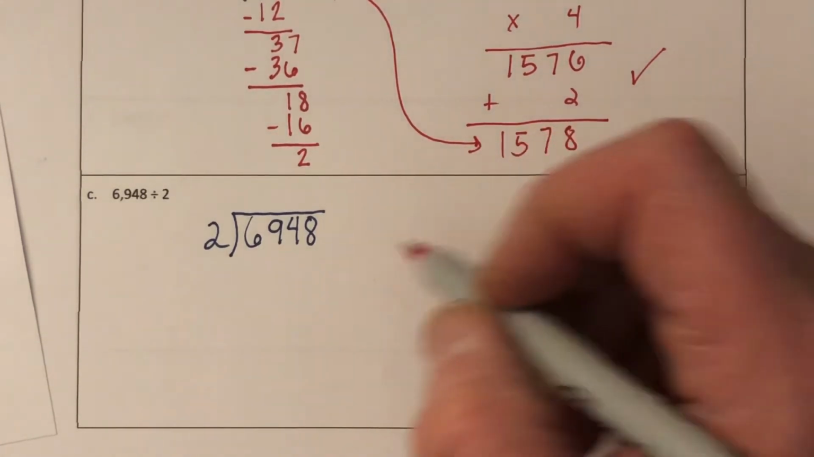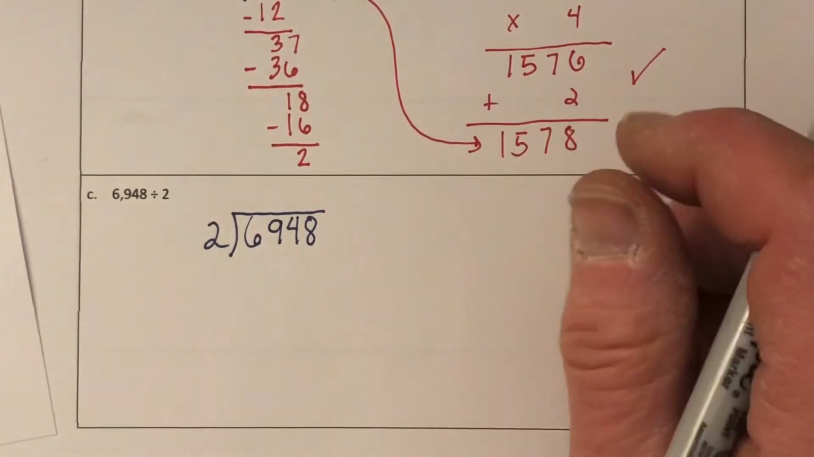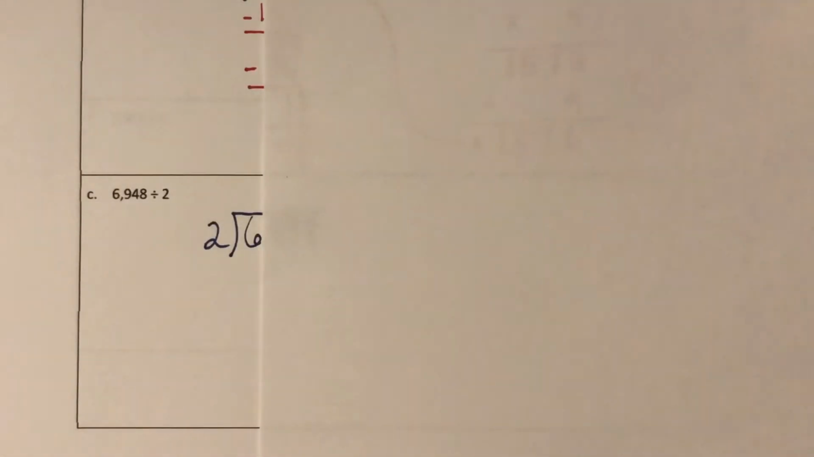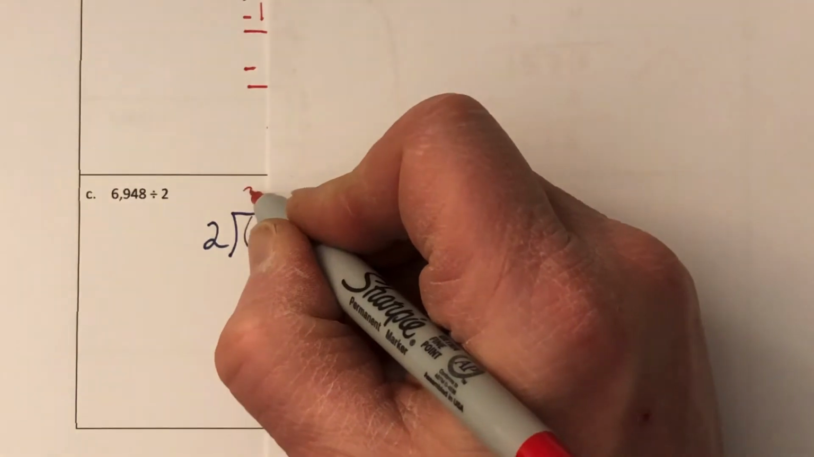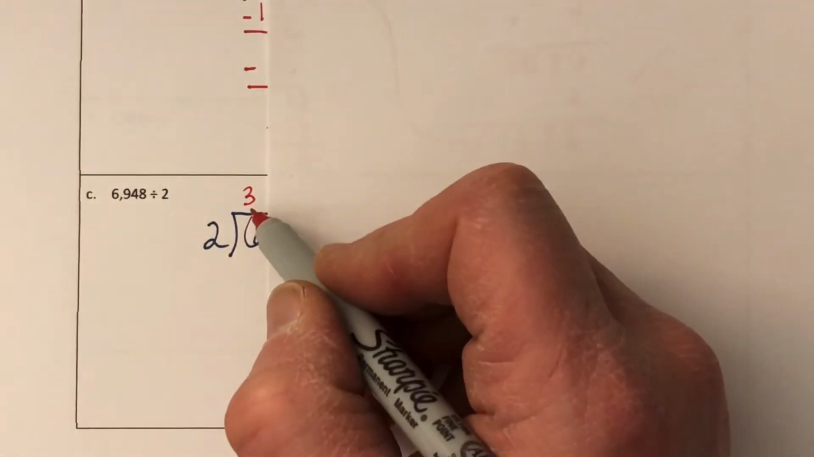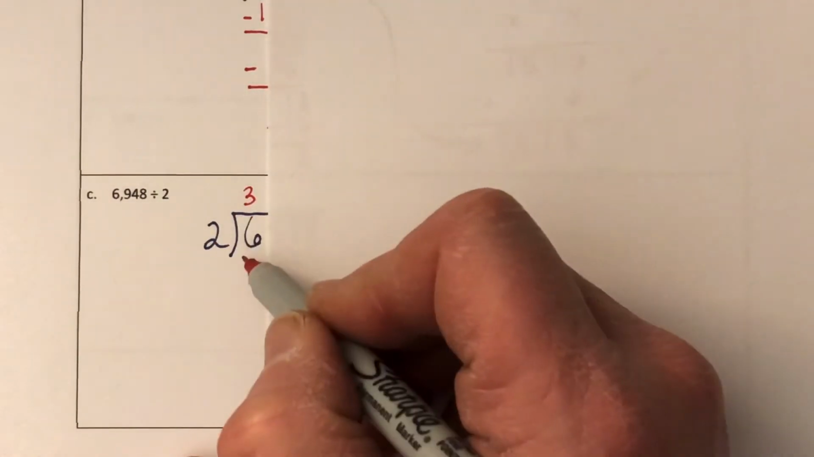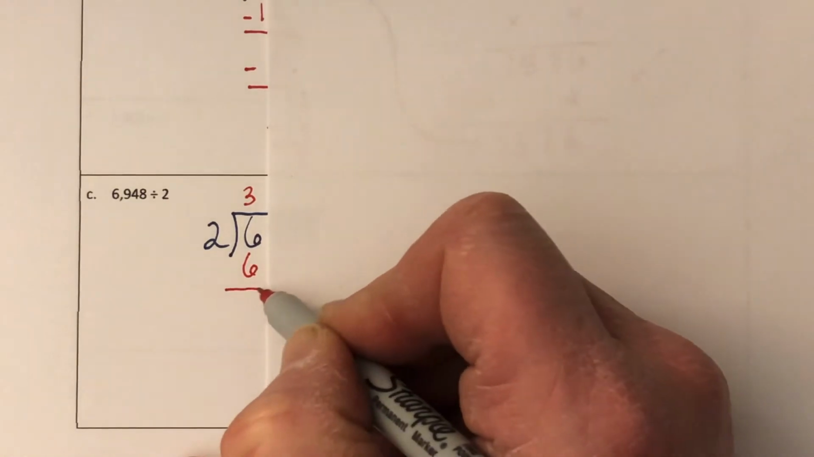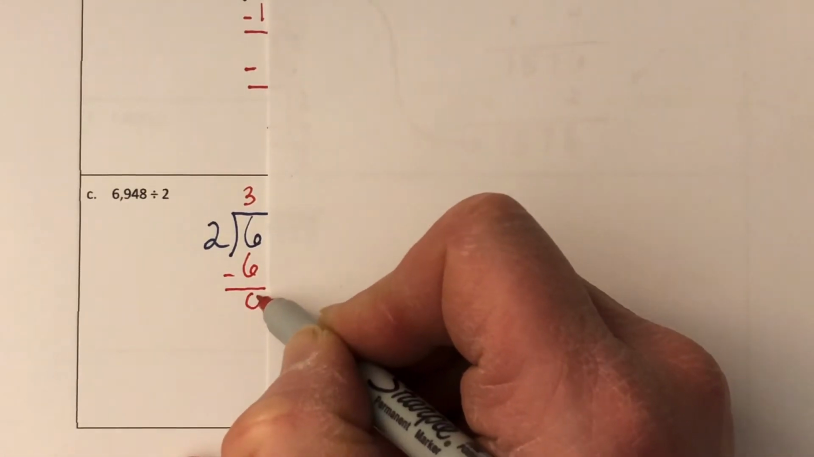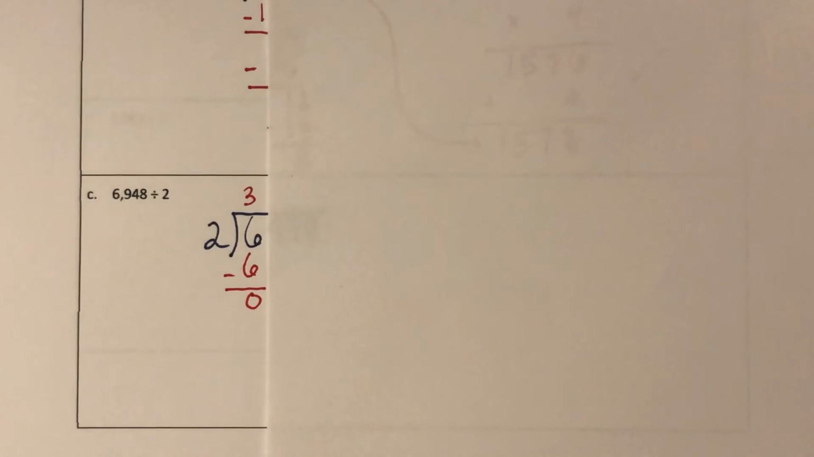I start off with my thousands place. How many times does 2 fit into 6? It does, doesn't it? I can fit 2 in there 3 times, so I say that, 3. Now I do multiplication, I prove it. 3 times 2 is 6. Subtract, I get 0. Great, my thousands place is done.